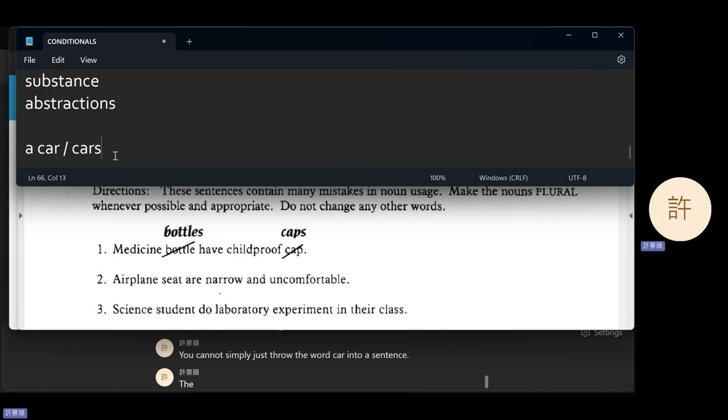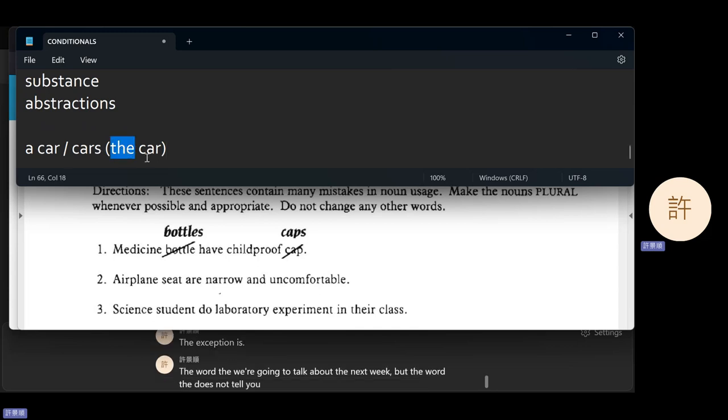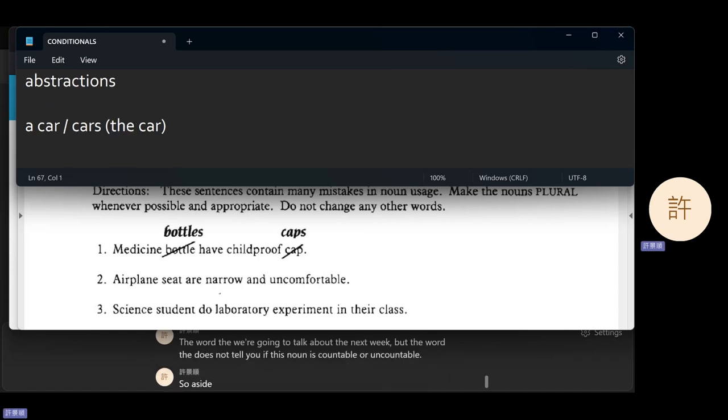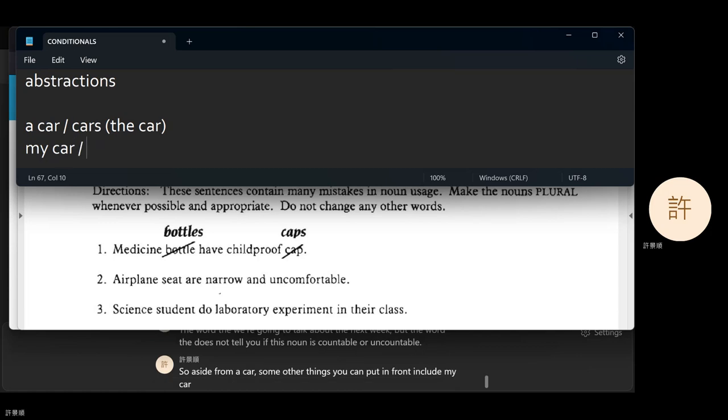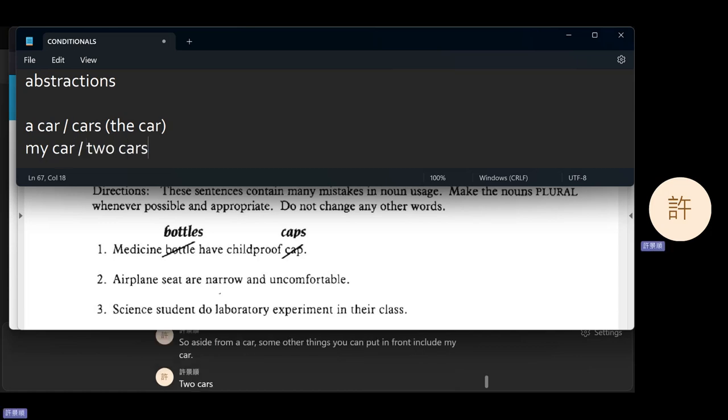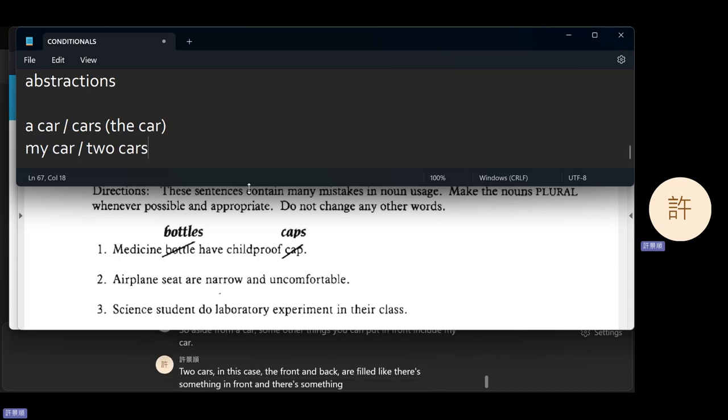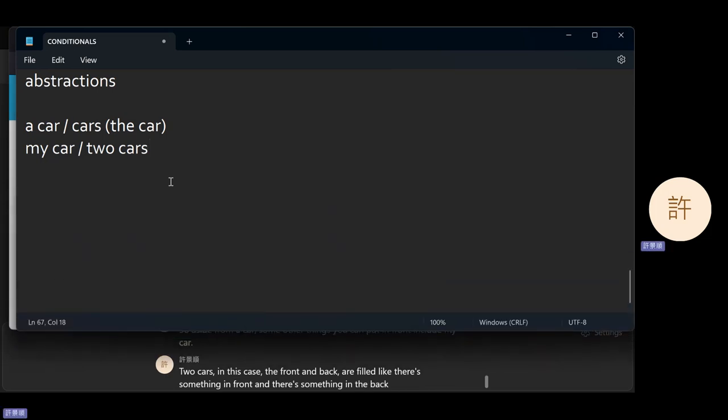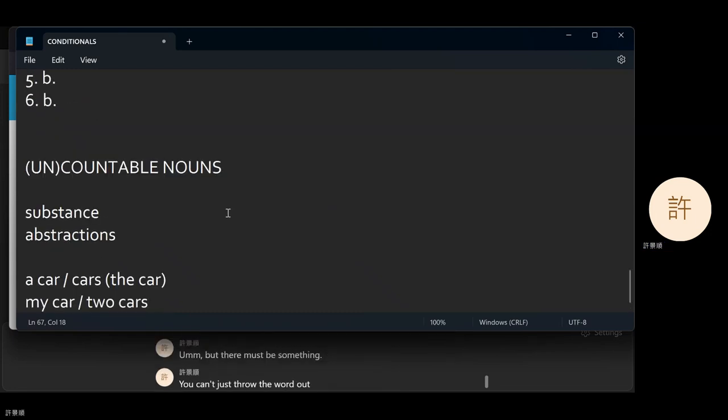The exception is the word the. We're going to talk about the next week, but the word the does not tell you if this noun is countable or uncountable. So aside from a car, some other things you can put in front include my car, two cars. In this case, front and back are filled. Like there's something in front and there's something in the back. But there must be something. You can't just throw the word out. So that's how you deal with countable nouns.